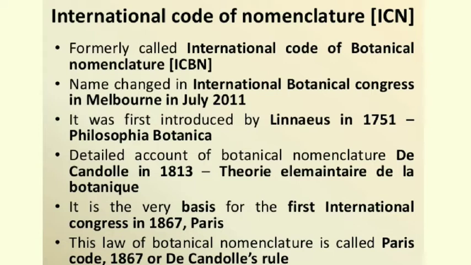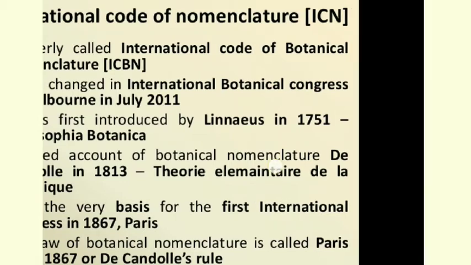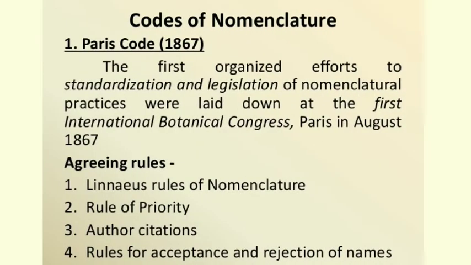And this law of botanical nomenclature is called the Paris Code, which was held in 1867, or De Candolle's rule. Like that, there are various amendments and modifications in the code. We shall understand all those modifications in further classes. There are various codes.